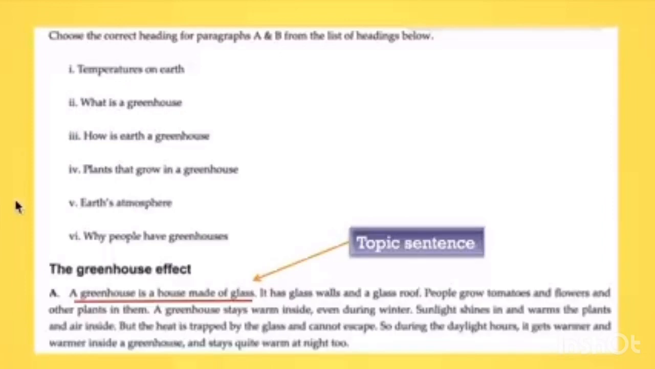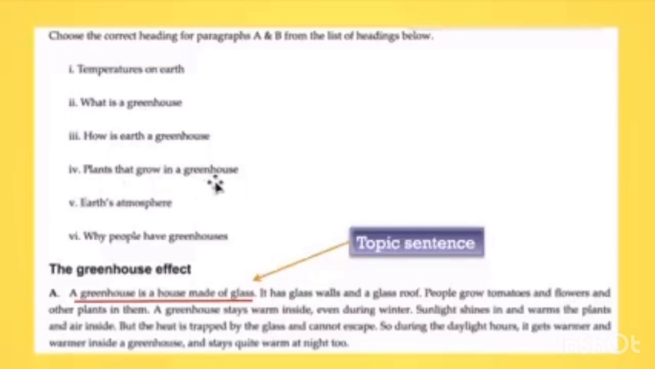Okay, so I want to take you through each and every heading. Let's look at the first heading, temperatures on Earth. There's no talk about the temperatures of Earth here, so this is not a good fit. What is a greenhouse? Well, they have explained the greenhouse here, so that can be a possibility. How is Earth a greenhouse? Once again, they don't talk about Earth here, so that's not a fit.